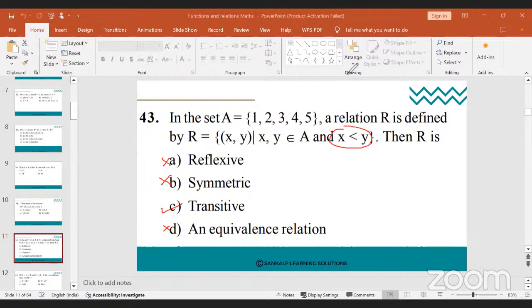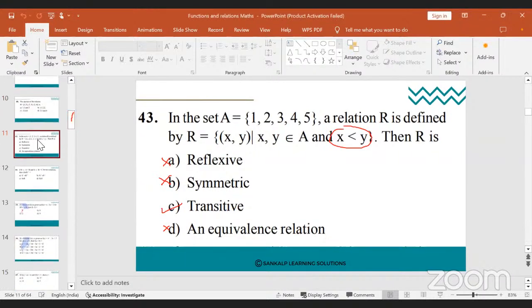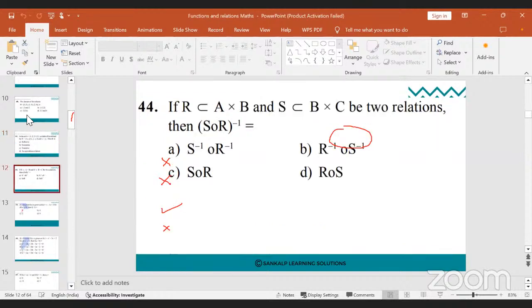The next question. If R is a subset of A cross B and S is a subset of B cross C, be the two relations, then (S composition R) the whole inverse is what? This is an important question. Please try to understand and try to solve this.